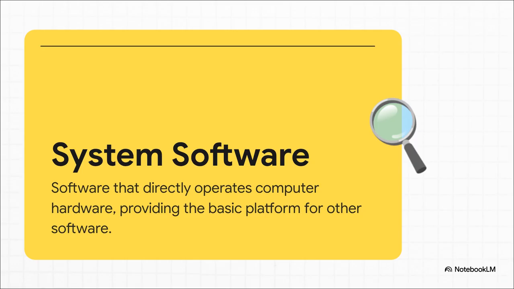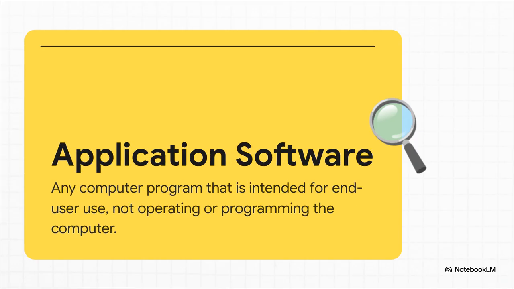It just works, hopefully. And then, sitting right on top of that foundation, we have application software. Now, these are the things we actually see and use every day. This is the furniture and the appliances in the house. Your web browser, your music player, that spreadsheet program you use for work. They're all applications designed to help you, the user, get a specific job done.